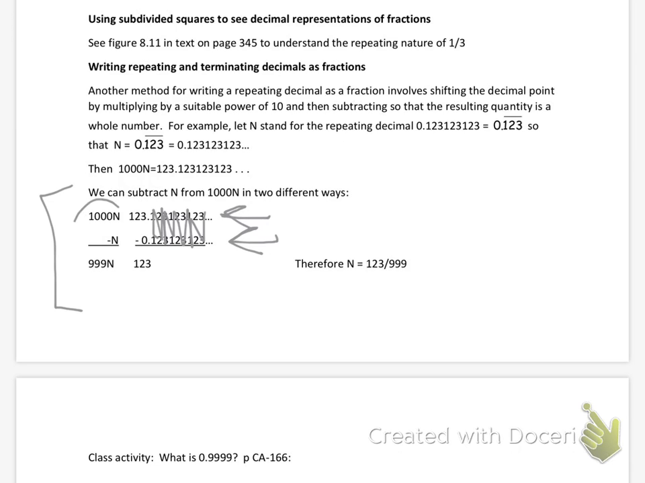So if we do this subtraction over here, we are getting 1000n minus n, so that's going to equal 999n, and that's equivalent to 123, so therefore n, the number that we want to express as a fraction, is equal to 123 over 999. So that means that our bar notation, 0.123 bar, is fractionally equivalent to 123 over 999.